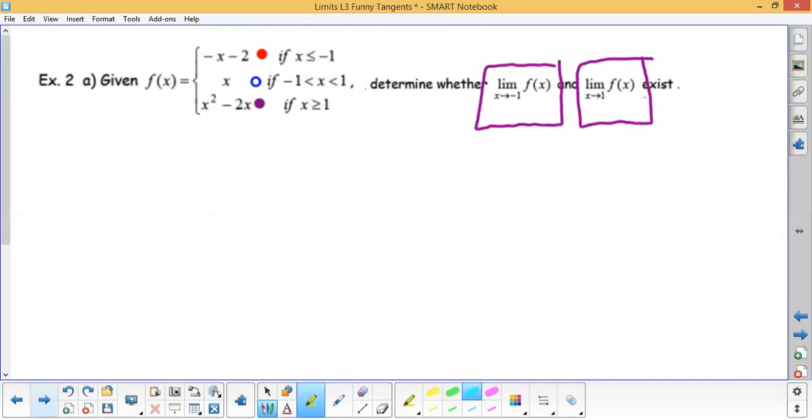Now, here we have another piecewise function. And we are going to determine, as x approaches -1, the limit of the function f of x, this entire piecewise function, as x approaches -1. And we're also going to figure out the limit of the function as x approaches +1. Now, to make things easier to read, I'm going to graph this function.